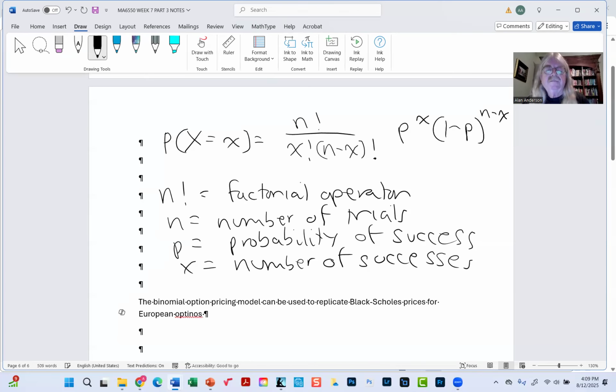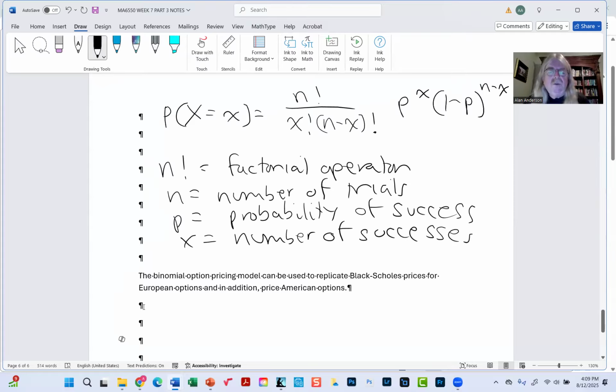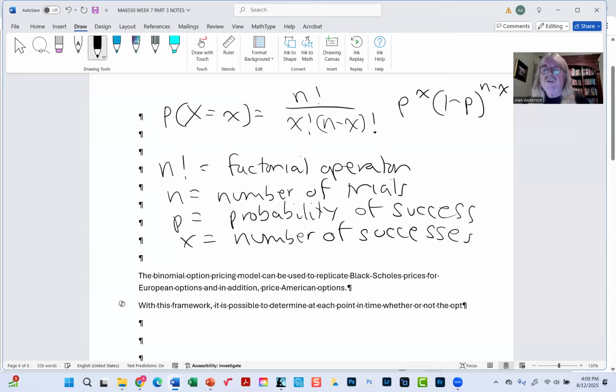And in addition, price American options. Now you might say, well, how is it possible? Well, because all of a sudden, with this framework, it is possible to determine at each point in time whether or not the option should be exercised. And that's what we need to price an American option.